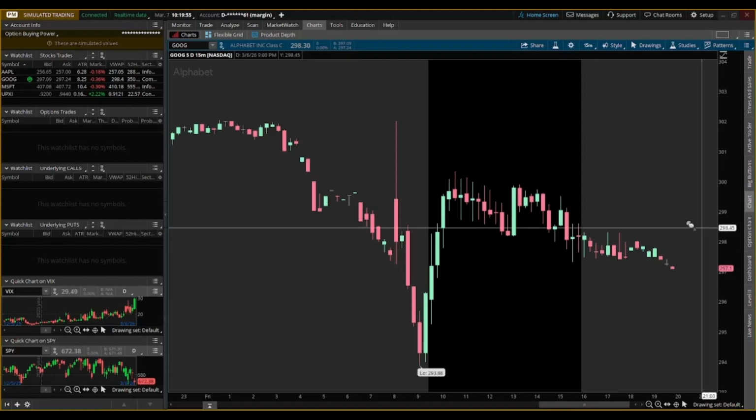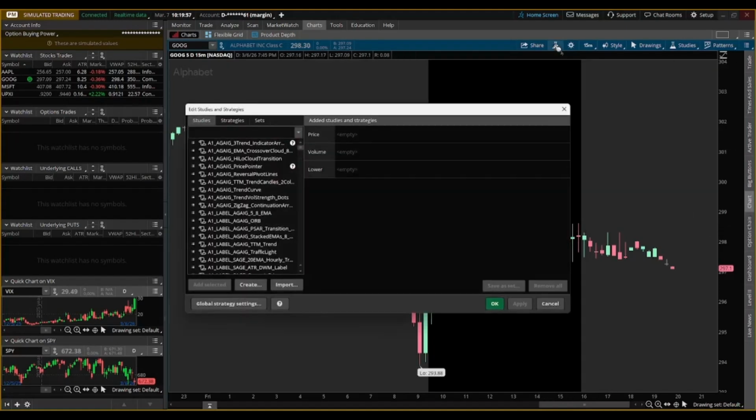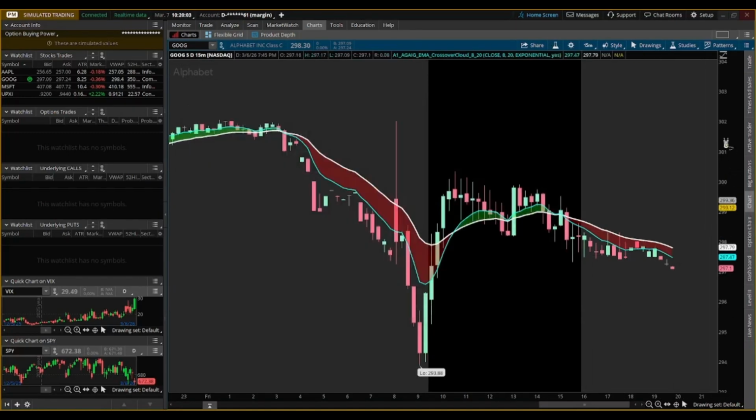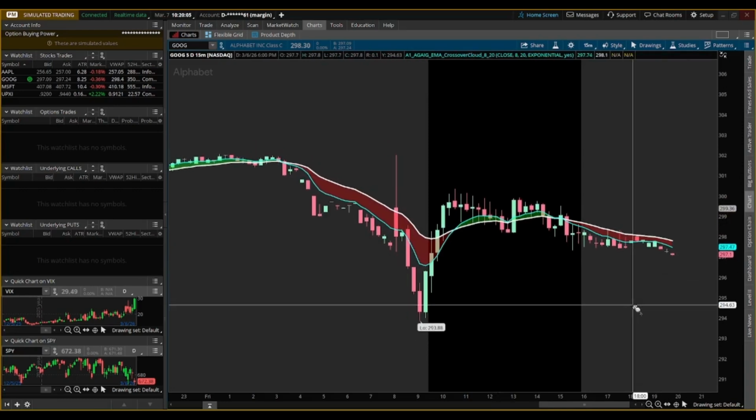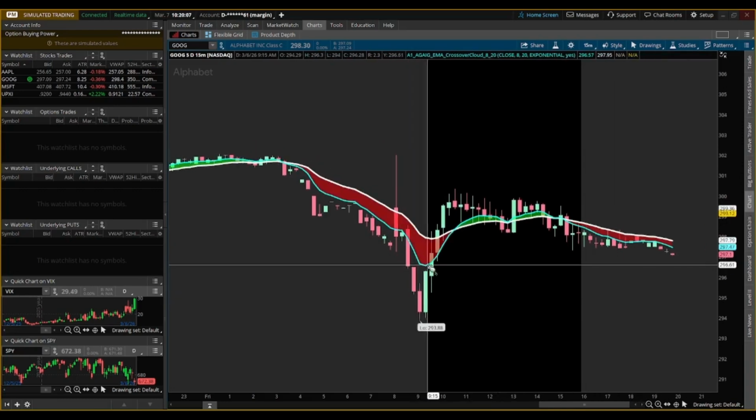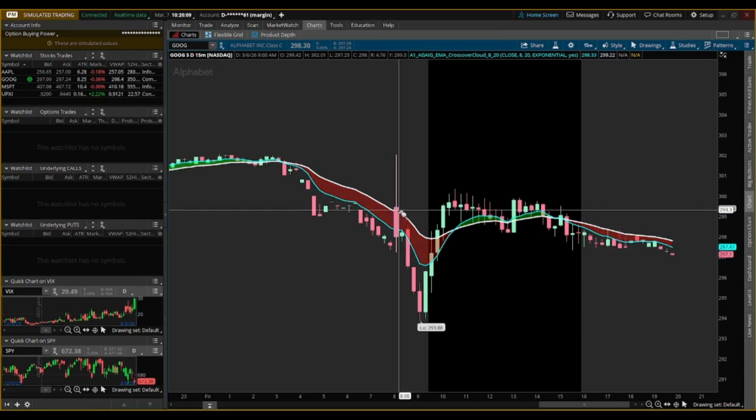This study plots two exponential moving averages, the 8 and 20 period, and fills the space between them with a cloud that changes color based on their relationship. The 8 EMA displays as a cyan line and the 20 EMA displays as a white line.